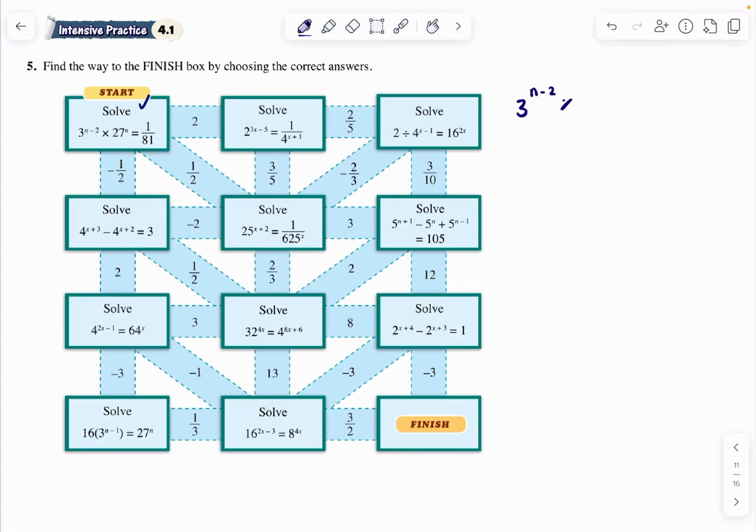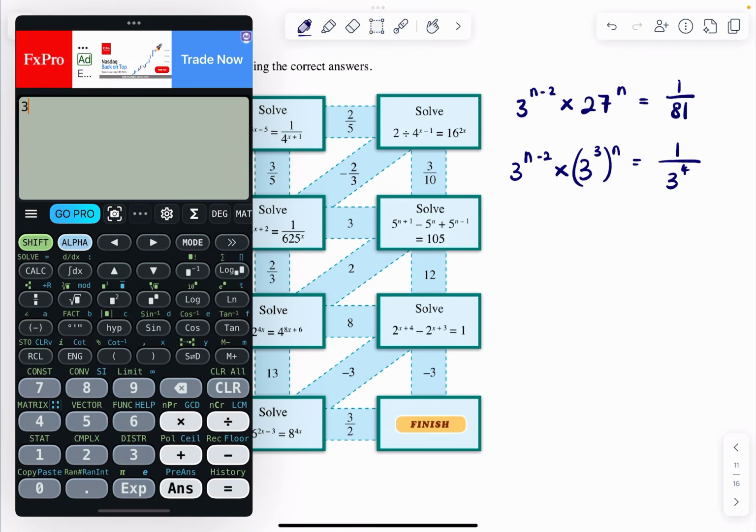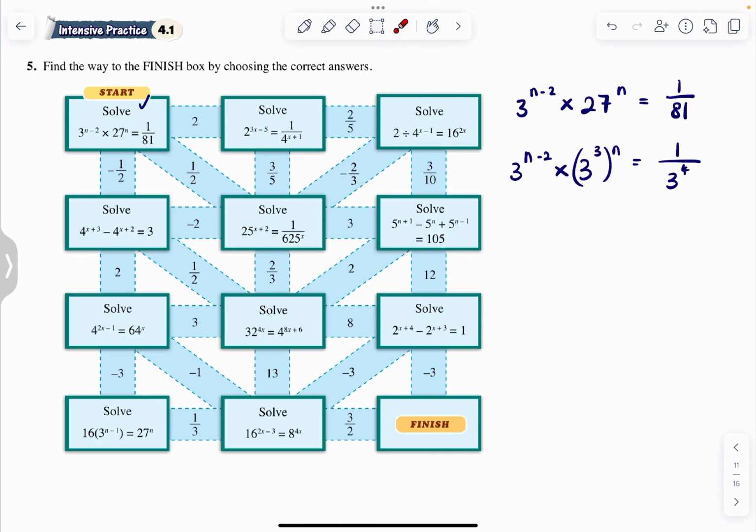3^(n-2) times 27^n is 1 over 81. Okay, so this 27 and 81, we can bring it down to 3 power something. So 27 is 3 cubed, and 81 will be 3 power 4. You can just check with your calculator. 3 power 4 is 81, right. So since this is 1 over 3 power 4, we can write it as 3 power negative 4.